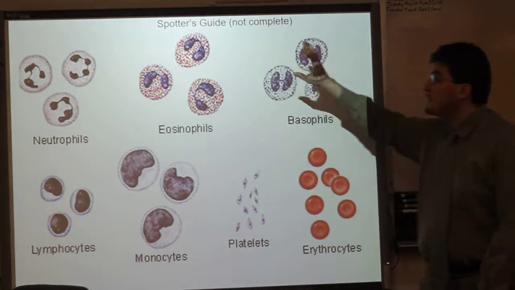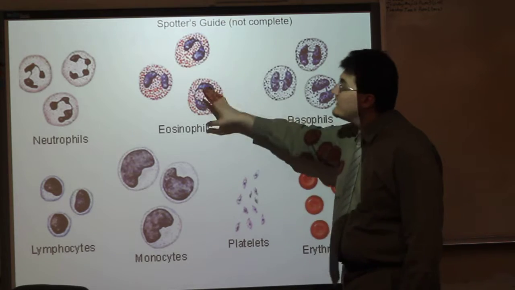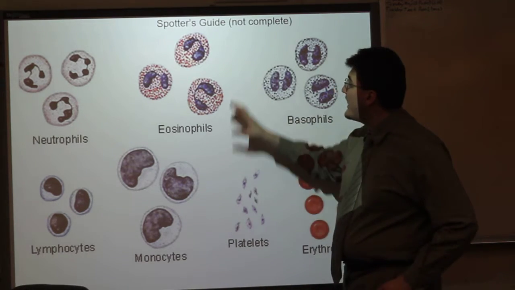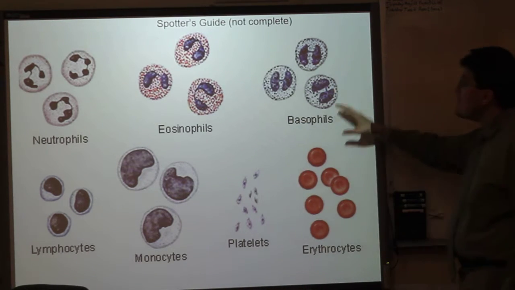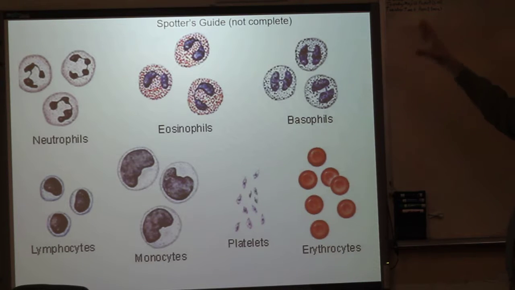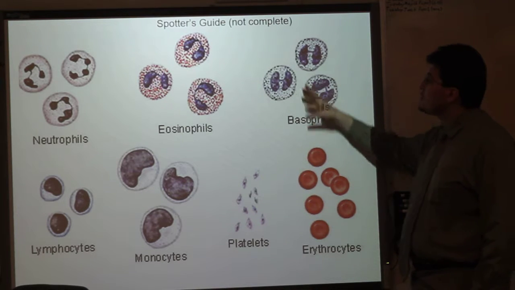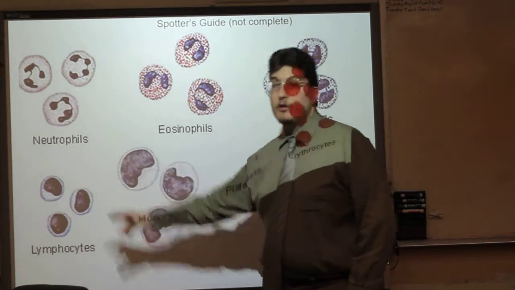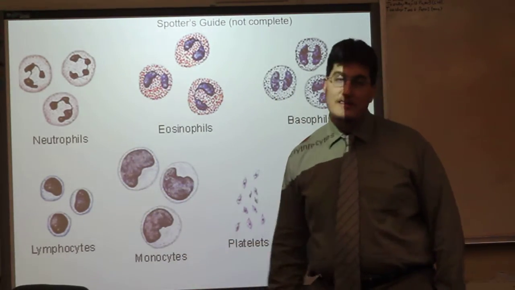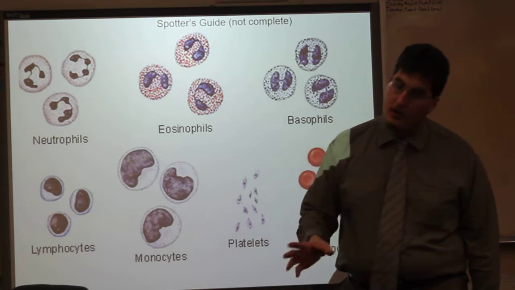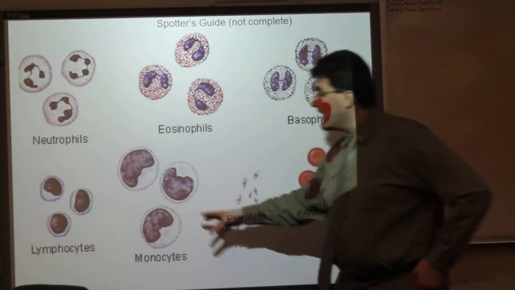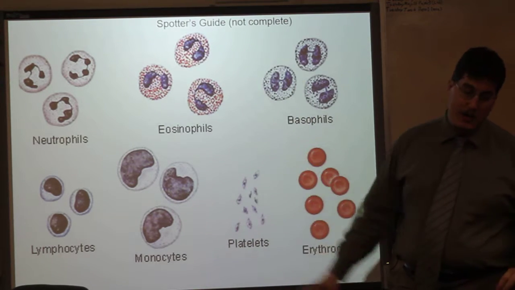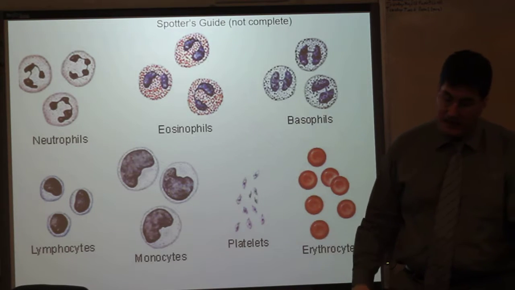Your eosinophils, they're going to be red staining with bilobe, sometimes trilobe nuclei. Your basophils are going to be small, blue staining with bilobe or trilobe nuclei. Your lymphocytes are actually going to be mostly nucleus, very scant cytoplasm, scant meaning almost no cytoplasm. Monocytes are going to be the largest of your white blood cells.